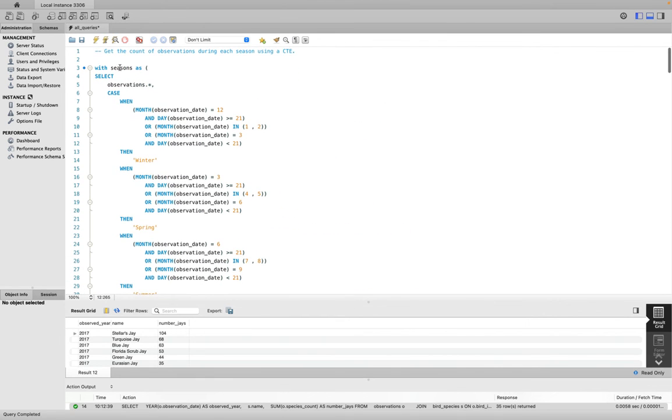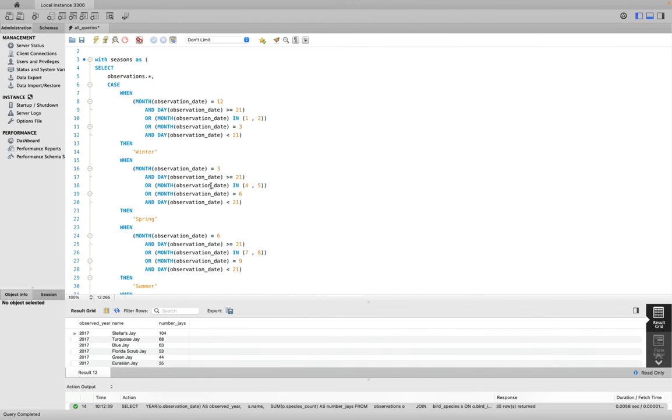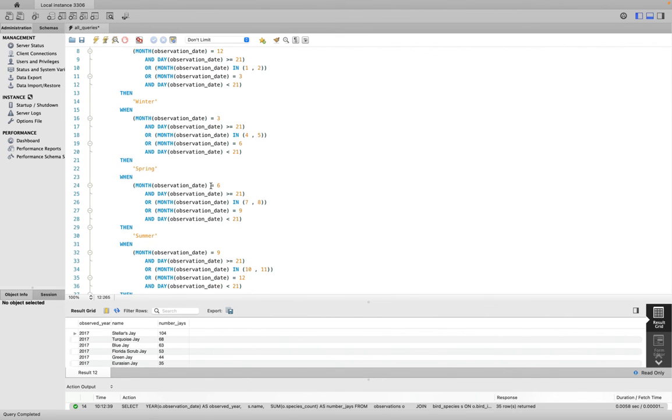I should say that for the first one up here, I was able to find the seasons by taking the observation date and using the month and day functions in order to calculate which days are greater than or equal to 12/21, or in January, February, or less than March 21st. Okay, we'll put that as winter. And then same thing for spring. What dates are greater than 3/21, or in April or May, or if they're in June, are they less than June 21st, and then we'll mark that as spring.